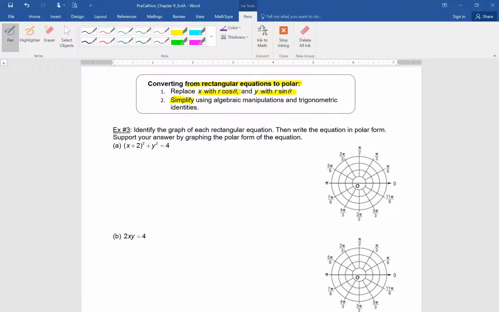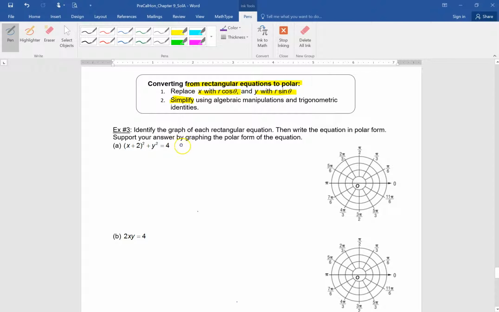Here it says identify the graph of each rectangular equation. Some you may be able to, some not. Then write the equation in polar form. If I just take a look at this one, I have x squared plus y squared equals 4. This, again, is a circle. It's an ellipse when these are divided by a and b, which are not equal. For example, if there was a 4 here and a 9 here, that would be an ellipse, and this would be a 1. But this is a circle.